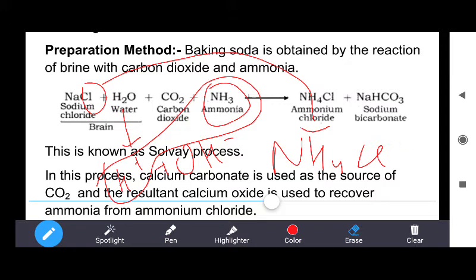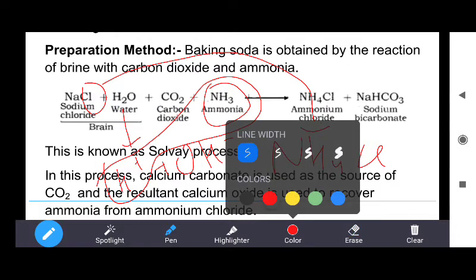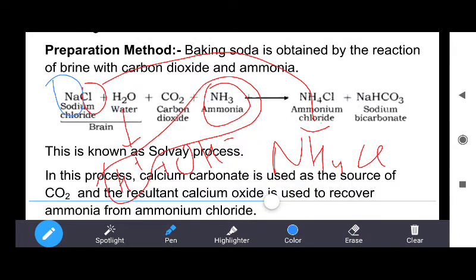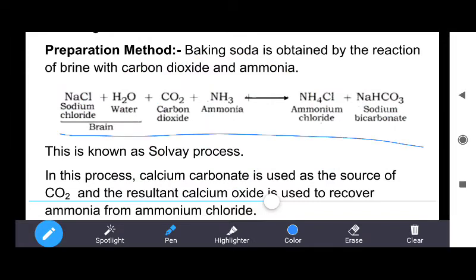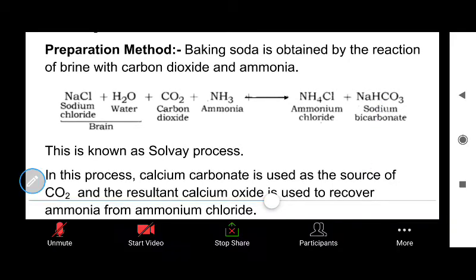Now the remaining radicals are sodium and the OH group of water, and CO2. So sodium means Na, OH means H and one oxygen. One oxygen combines with CO2 to form CO3. So sodium, OH and CO2 combine together to form sodium bicarbonate. This is the whole reaction through which you can prepare sodium bicarbonate. This reaction is also known as the Solvay process.